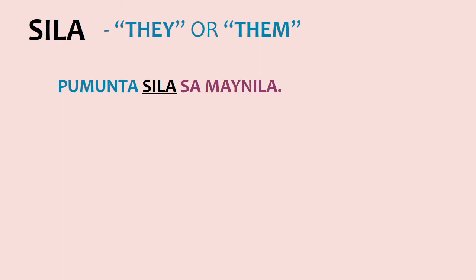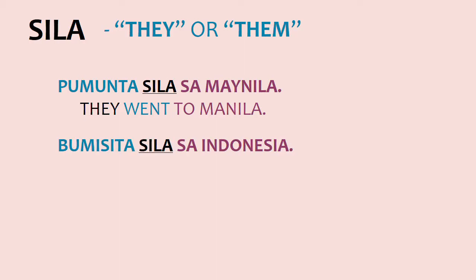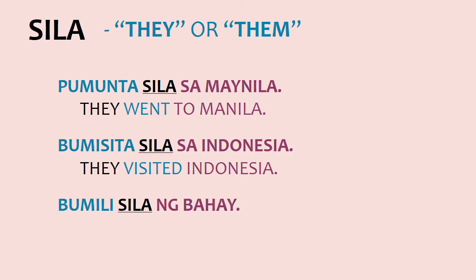Let us begin with SILA. Basically, SILA is a third-person subject pronoun in Tagalog. So it can mean they or them. Halimbawa, pumunta sila sa Maynila. They went to Manila. Bumisita sila sa Indonesia. They visited Indonesia. Bumili sila ng bahay. They bought a house.